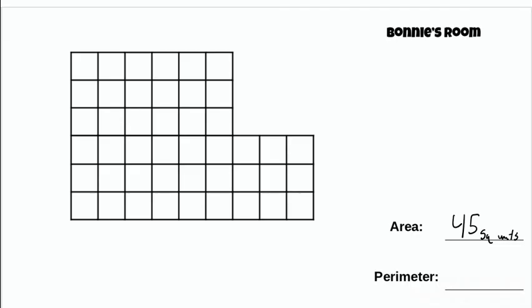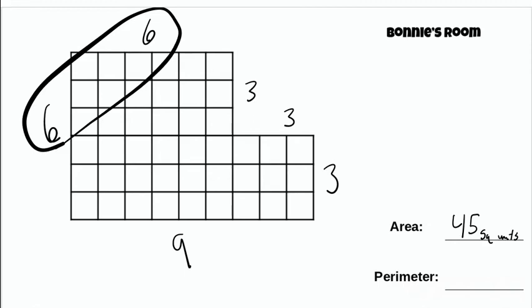Okay, now let's find the perimeter, the total distance around her room. So before I can find the total distance, I need to find each side by itself. So each wall measures by itself this way. So let's start finding the perimeter by pairing up the doubles that we see. So I have 6 and 6. 6 doubled makes 12. And I have 3 and 3. 3 doubled makes 6.